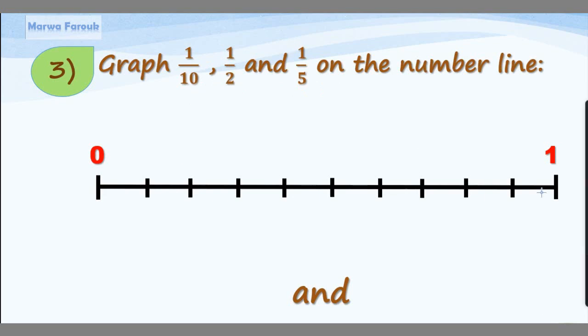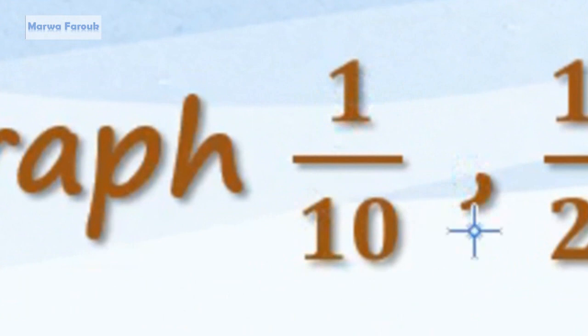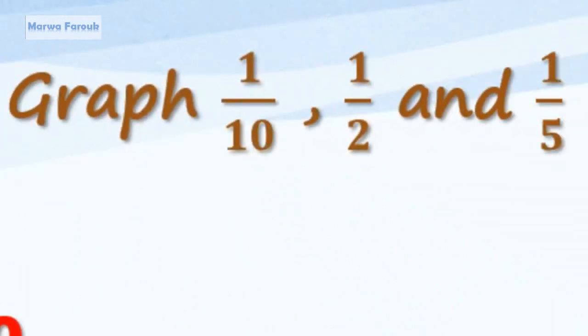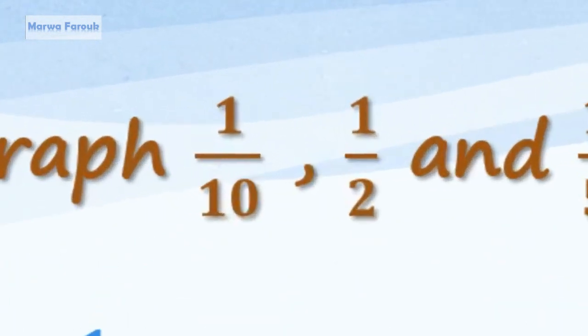We will see first how many parts I have. Let's count them together. 1, 2, 3, 4, 5, 6, 7, 8, 9, and 10. We have 10 equal parts. I will represent the first one. It has 10 equal parts too. So I will just look to the numerator and it's 1. So I will just count 1 and put my fraction. Okay, let's go to the next fraction, which is 1/2.